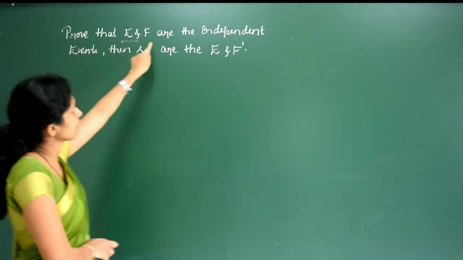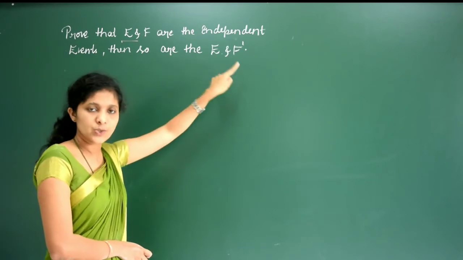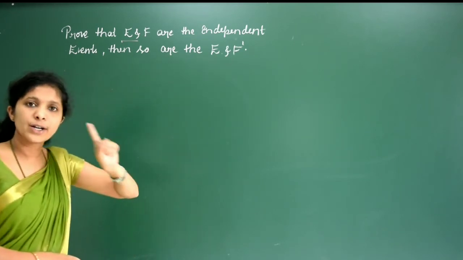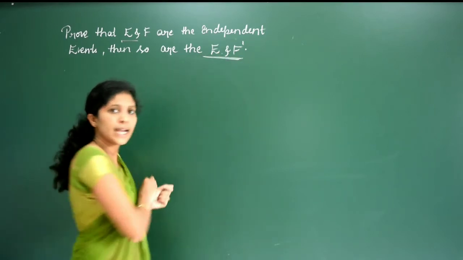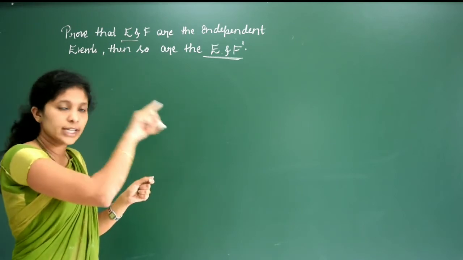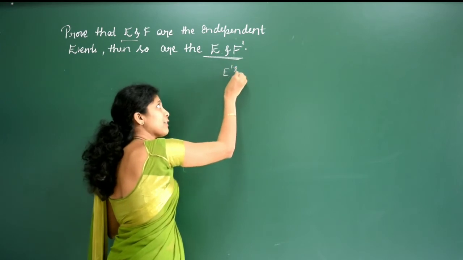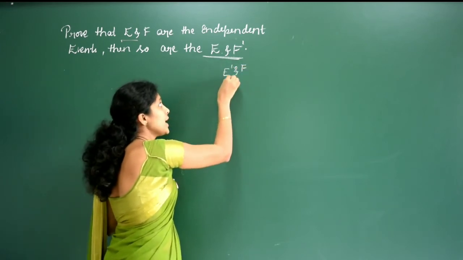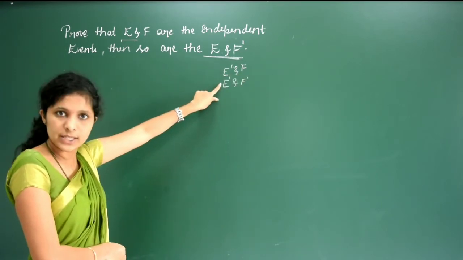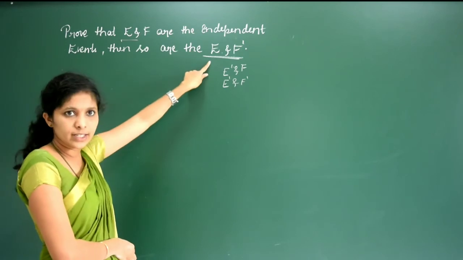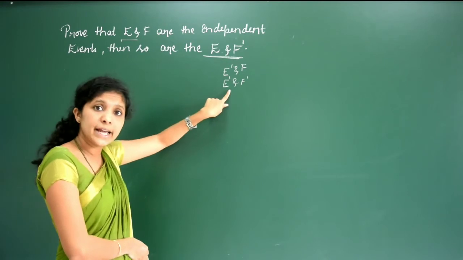Prove that if E and F are independent events, then so are E and F dash. So it is given that E and F are two independent events, and we need to prove that E and F dash is also independent. By using this condition, we can write E and F dash is also independent, or E dash and F is also independent, and one more, E dash and F dash is also independent. By using this, we can prove this also. Remember, only one condition is given, but it holds for E dash and F, and it holds for E dash and F dash.